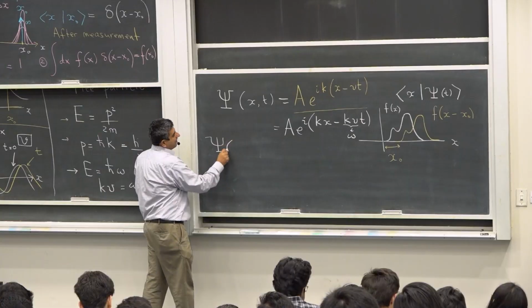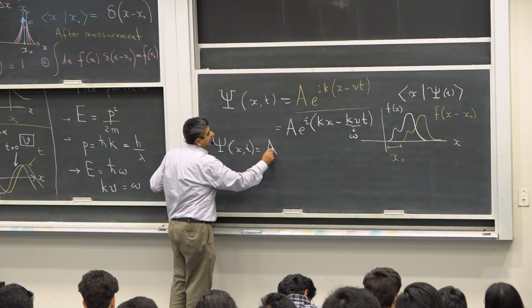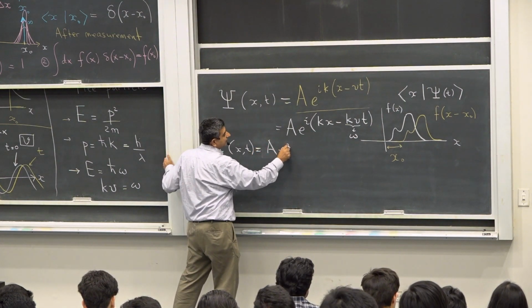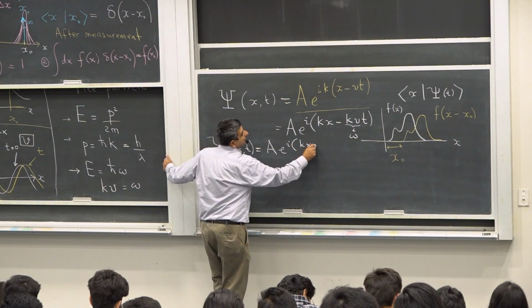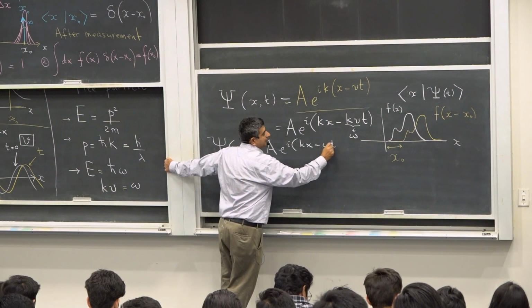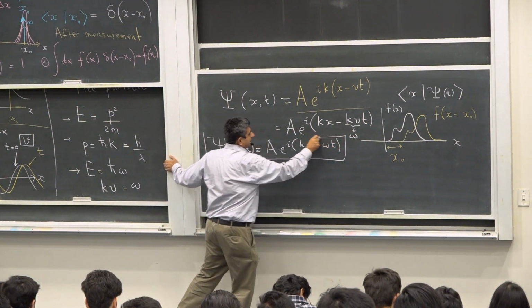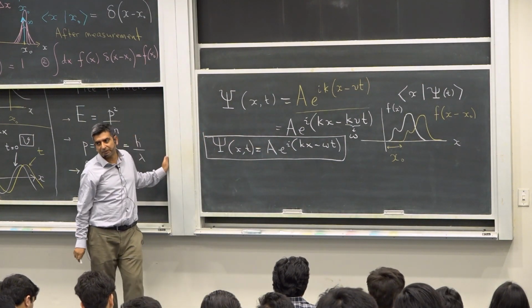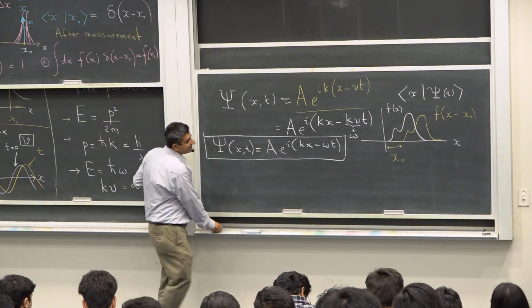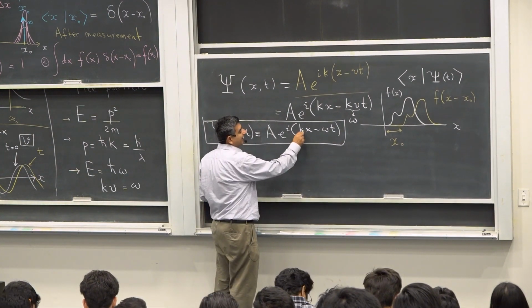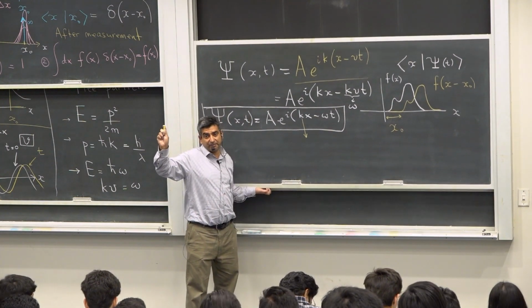So generally psi is A e to the i (kx minus omega t). This is a traveling plane wave, or a wave function for a free particle that changes in space and in time. And the interesting thing about this wave function is that this k, for a free particle only, by the way, we're just talking about free particles.